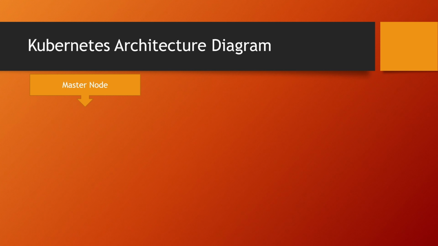Now let's talk about the Kubernetes architecture diagram. The very first thing is the master node and the second one is the worker node. I told you that there are two types of nodes which play an important role in Kubernetes. The one is the master node, the other one is the worker node. The master node is basically the control plane component that is managing all the worker nodes. And the worker nodes are those nodes where your actual application is running in the form of containers.